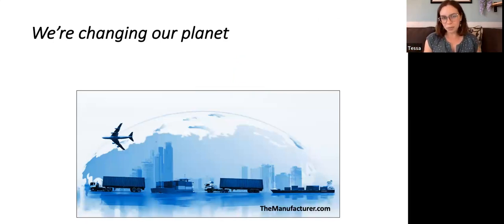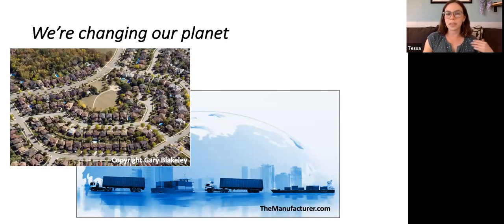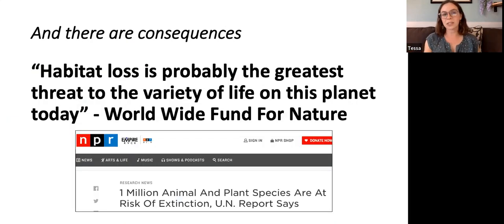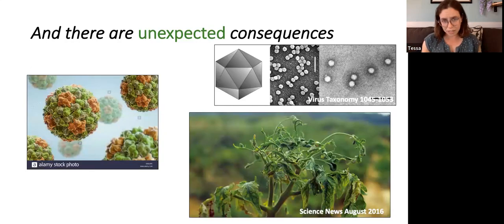So we as humans are changing our planet. We are doing this through trade and travel and globalization, and also through developing land for homes, for our roads, and for our food production, so agriculture. And there are consequences to these human activities. Habitat loss is a great threat to plants and animals, many of which are at risk of extinction. And there are also unexpected consequences beyond the obvious loss of species and land. We have hitchhiking microbes going from one region to another, like these plant viruses on the screen right now.